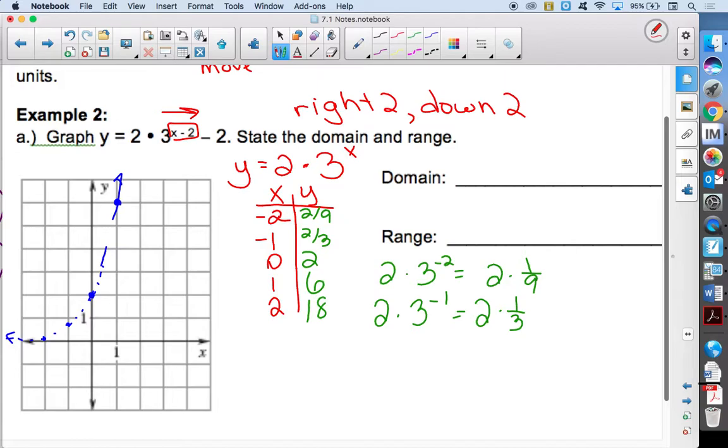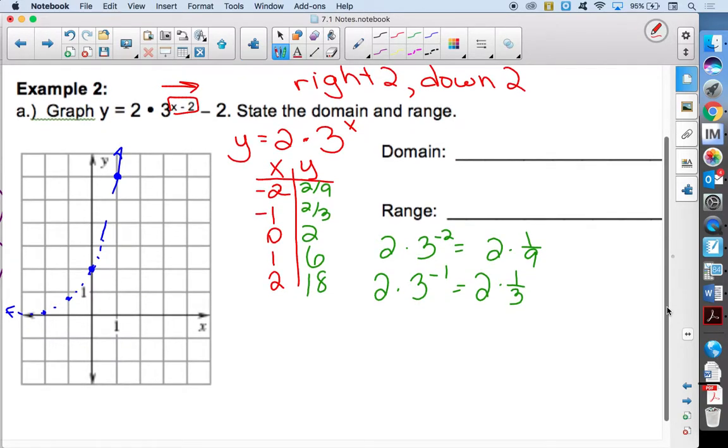So we're going to start at each point, and we're going to move it right 2 and down 2. So go to the first point, which is here at negative 2 and 2/9. So I'm moving it right 2 and down 2. My next point was at negative 1, 2/3, right 2, down 2. So you're taking your 4 points that are graphed, you're moving them to the right 2, and then you're moving it down 2.